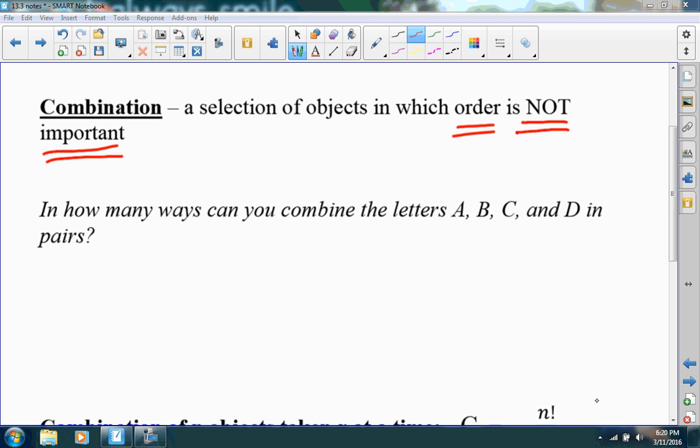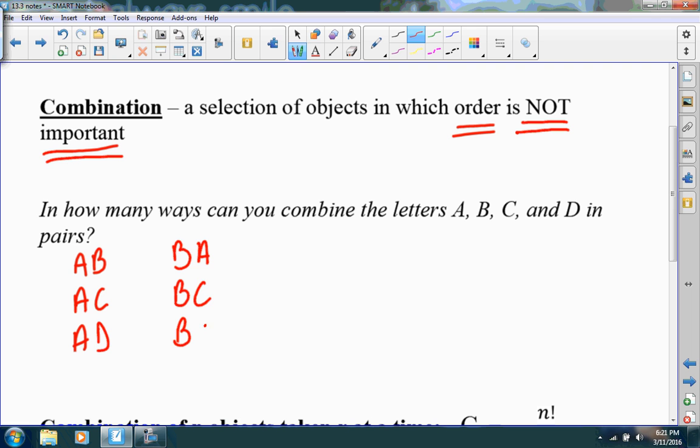So let's think of this just in terms of four random things here. And we have four letters, A, B, C, and D. And we want to figure out how many ways we can combine these letters into pairs. So we want to put them into groups of two. So if A was my first letter, then I would have to have B, or C, or D. If B was my first letter, then I would have to have A next, or C, or D. So there's three options there.